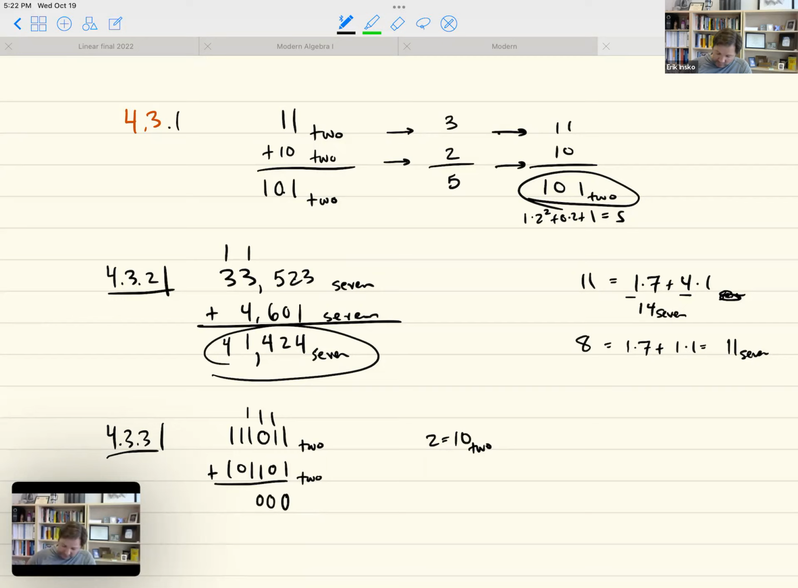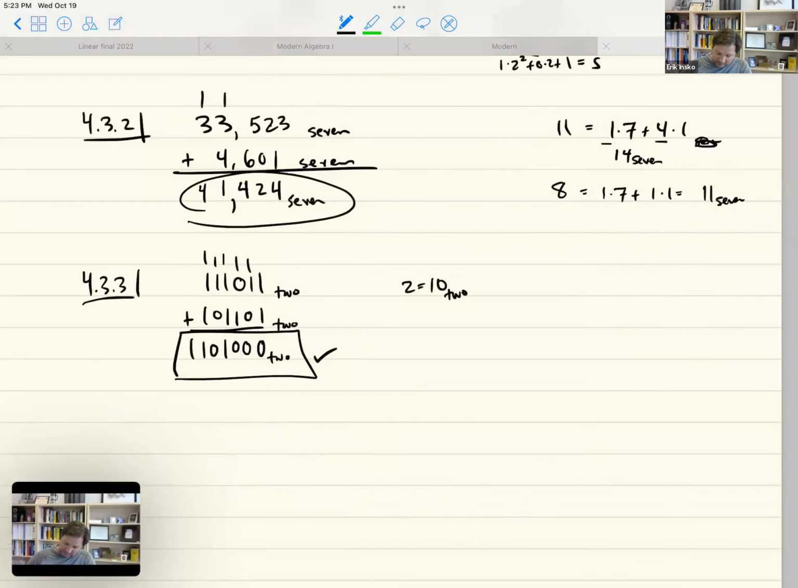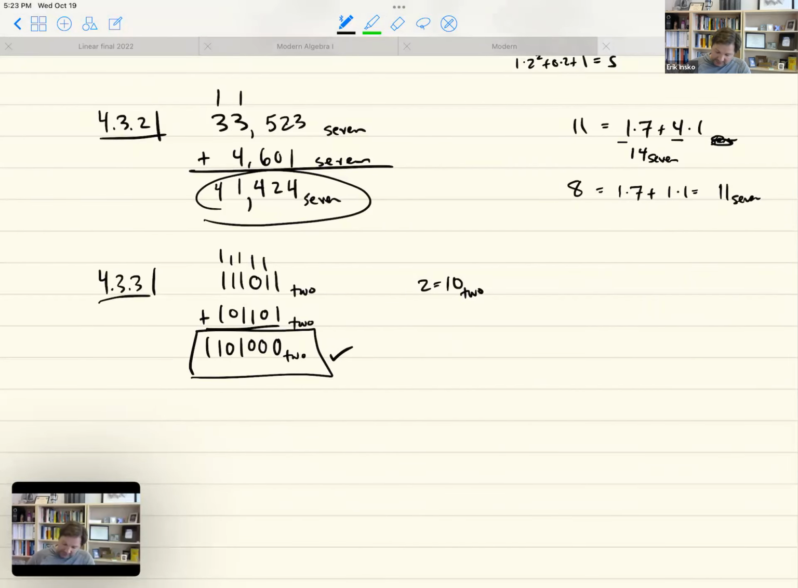1 plus 1 is 0. Carry the 1. 1 plus 1 plus 1 is 3, which is 11. So I carry the 1. And then 1 plus 1 is 2, which is 10 base 2. So then I think I get a 3, which is 11. So I think the answer is 1,101,000. Yes. So hopefully that's making sense. Essentially, all I'm doing is realizing that 2 is 10 and 3 is 11 in base 2.